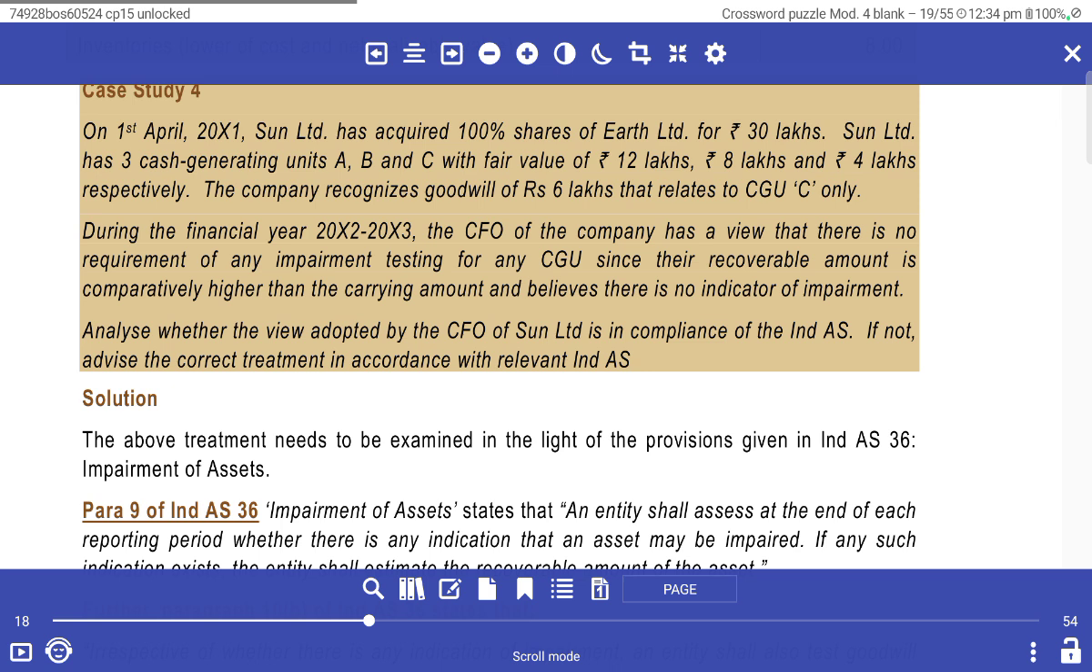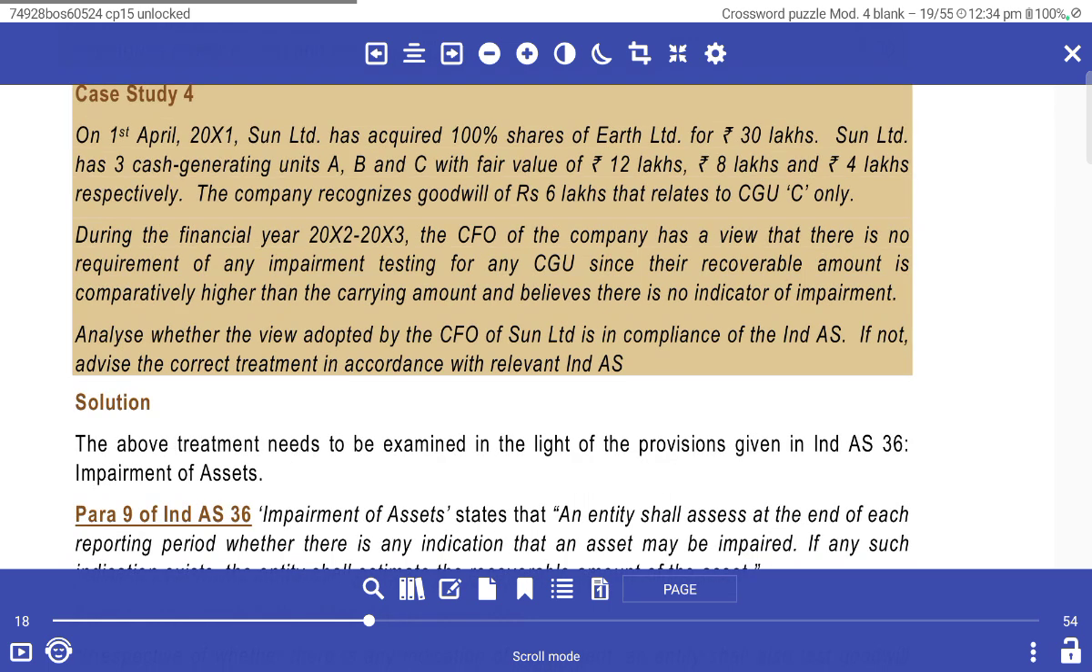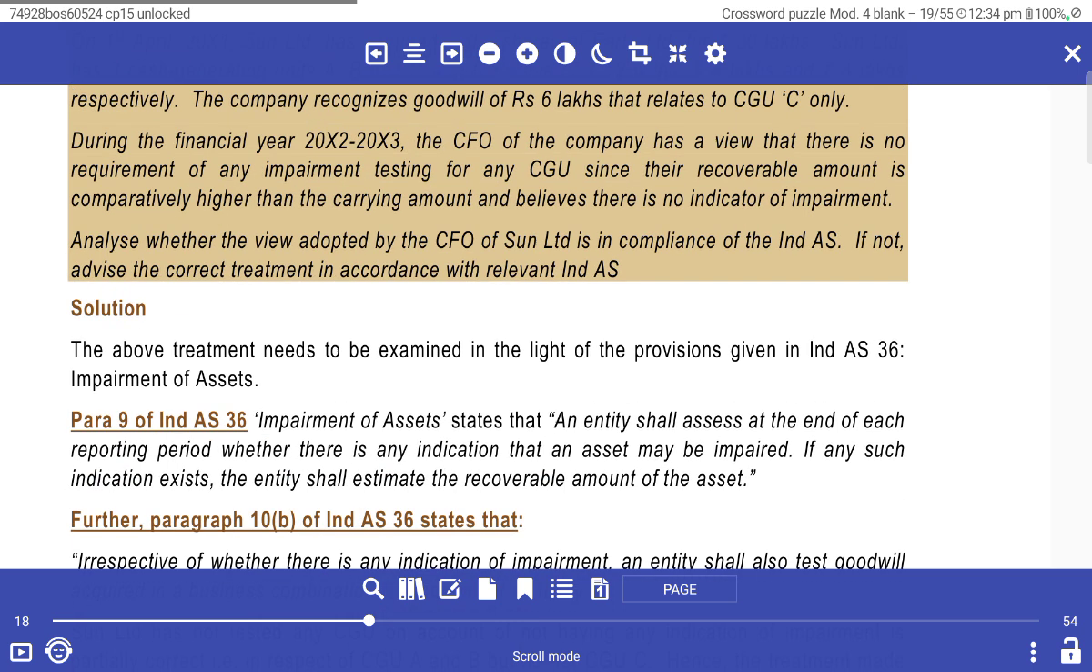On 1st April, Sun Limited acquired 100% shares of Earth Limited for 30 lakhs. Sun Limited has 3 cash generating units, A, B and C, with fair values of 12 lakhs, 8 lakhs, and 4 lakhs respectively. The company recognized a goodwill of 46 lakhs related to CGU C.